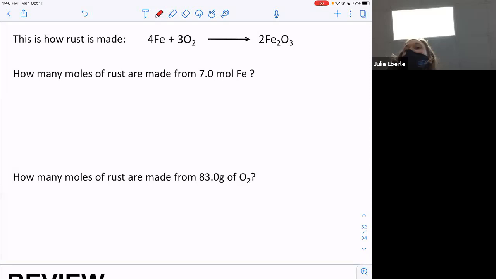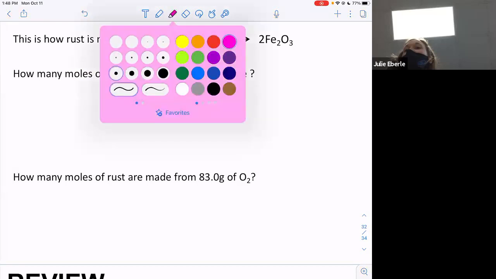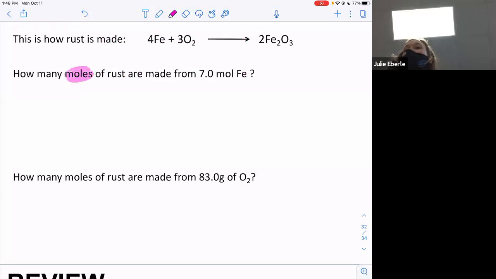All right, so the first question says, how many moles of rust are made from 7 moles of iron? What I'm going to highlight here, I don't know if you can see that, let me try a dark color. Y'all see that? I'm highlighting the 2 units here, because that helps me immediately identify what kind of problem this is. This is a mole to mole problem. I've got moles of one thing, and I want to know the mole to mole ratio.